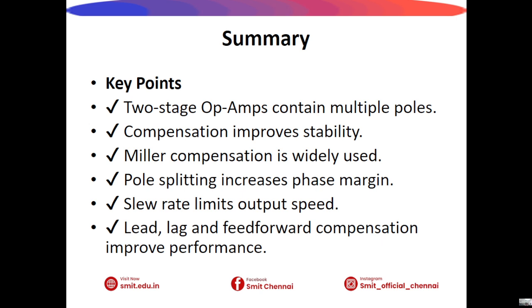Let's summarize these topics. Two-stage operational amplifiers require compensation because multiple poles can cause instability. Miller compensation is the most common technique and works through pole splitting. Slewing occurs when the output reaches its maximum rate of change. The slew rate determines amplifier speed. Additional compensation methods such as lead-lag and feed-forward compensation further improve amplifier performance. These concepts are essential in modern analog integrated circuit design.